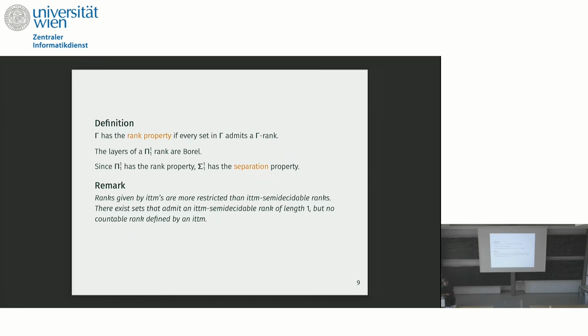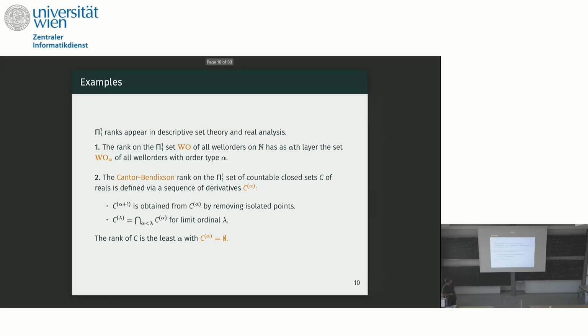This is very important in descriptive set theory because one thing is you can prove reduction and then the separation property for sigma-1,1 sets, for example, but also for many other classes. I just want to mention that I always think of a machine giving you a rank, but this is actually a bit more restricted notion of ranks. Even for this class, not every rank is given by a machine. There are some counterexamples.